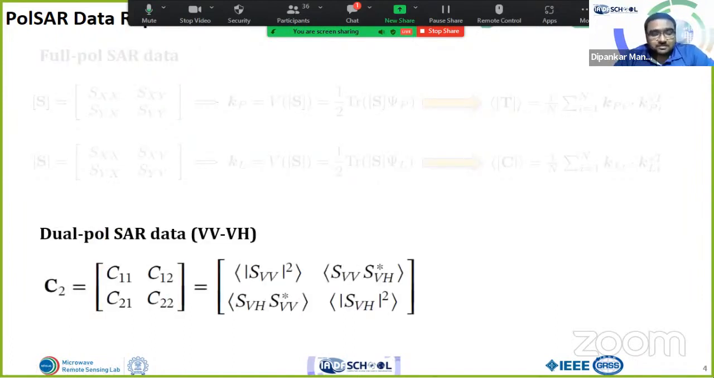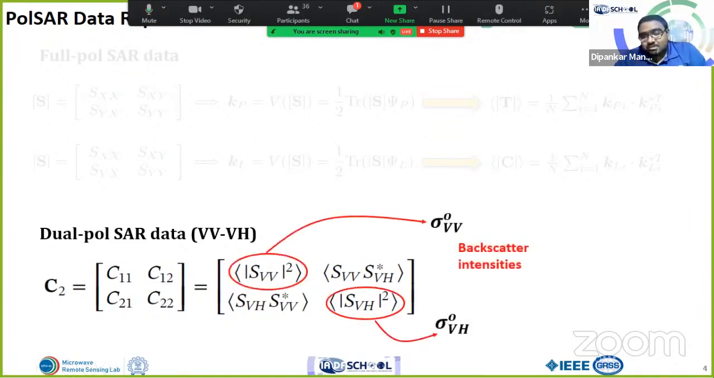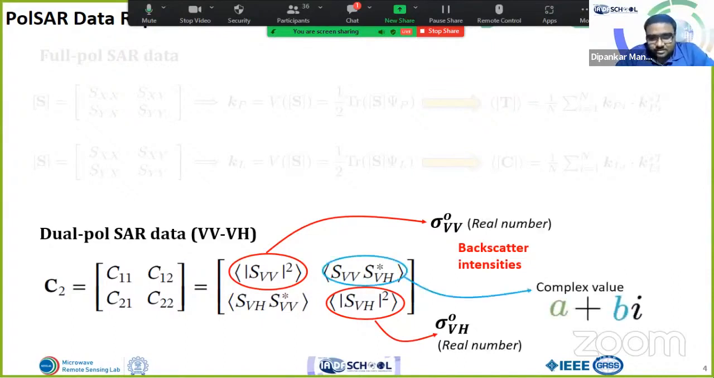However, when we come to dual-pol SAR data, instead of the 3x3 coherency or covariance matrix of full-pol, we have a 2x2 matrix, in which C11, the first element, is related to the co-pol channel, and C22 is the cross-pol channel component. Both of them are real components, and they represent the backscatter intensity in sigma VV and sigma VH. It is very common practice to represent them in sigma scale, not in gamma scale. The other two parameters, the cross components, are actually complex valued, representing the correlation between the VV and VH channels. For the time being, we'll mostly focus on the real components, which are the SVV and SVH components, or the sigma naught components.